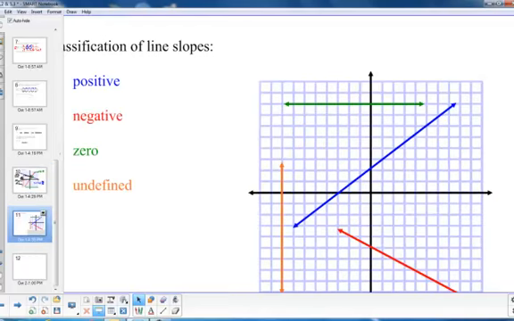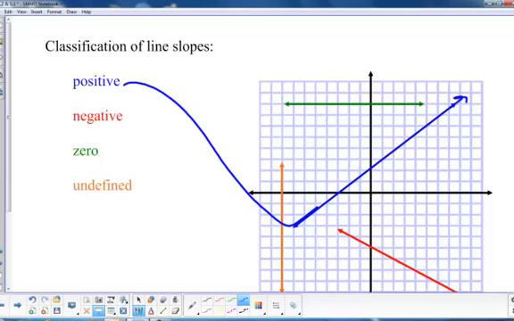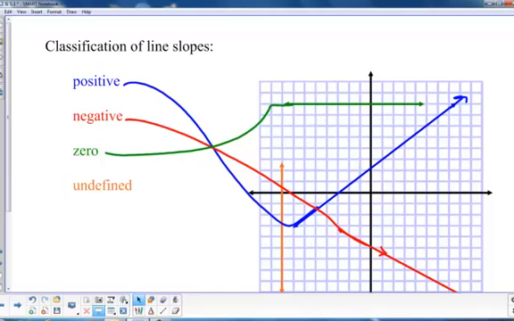So let's look at this last one and figure out that the positive is the blue. So you don't have color coding here. So see how this goes up forever? That's a positive slope. And the negative slope is the red. This is going down forever, down, down, down. And 0 is the flat line that's horizontal. That's a 0 slope. And no slope, the undefined slope, is right here, the vertical line.